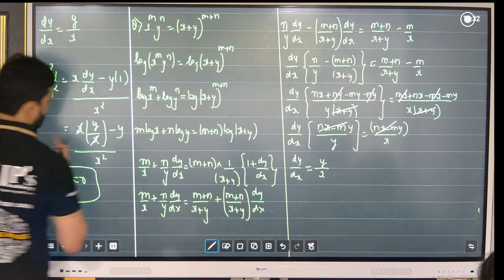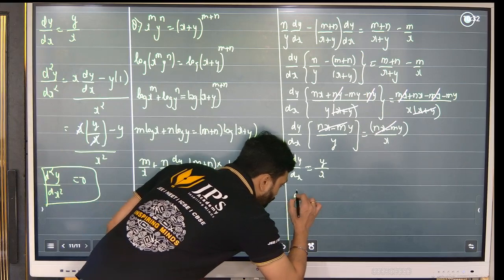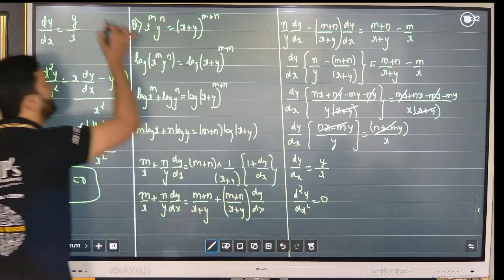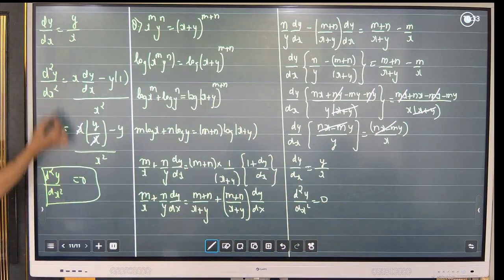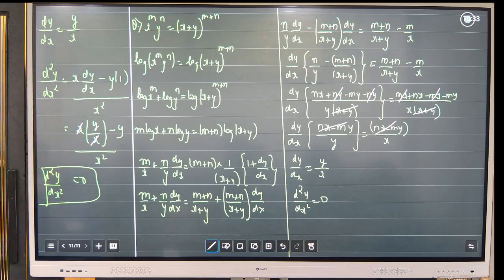dy by dx is y by x. If dy by dx is y by x, see this. Therefore d square y by dx square is equal to 0. And you have to write this step, guys. Therefore you have to show that d square y by dx square is equal to 0. See, I've solved the entire thing here. So whenever your first derivative is y by x, the second derivative is ultimately going to be 0. Anybody has any doubts here? Has everybody understood this?